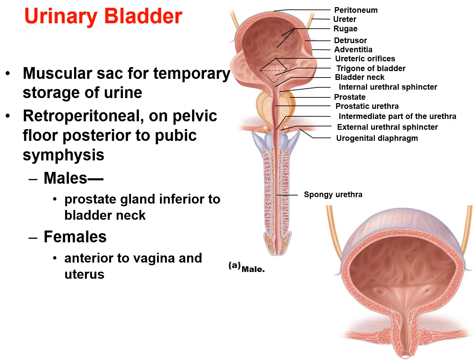So the ureters carry urine down to be temporarily stored in your urinary bladder. And the urinary bladder will also be retroperitoneal. The kidneys, the ureters, and the bladder are all retroperitoneal organs. The bladder is positioned on the pelvic floor posterior to the pubic symphysis. If you remember back to A&P-1, your left and right os coxae come together to form a joint, the pubic symphysis, and the bladder is located posterior to that joint. It is a muscular sac, and this sac can expand as the bladder is filled.